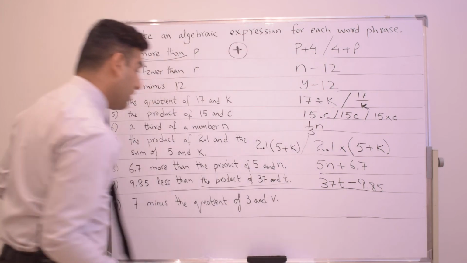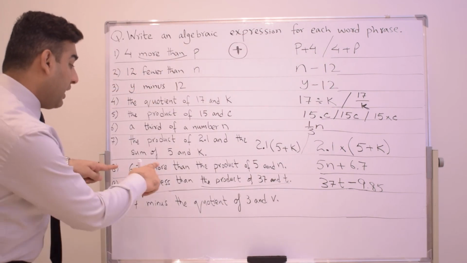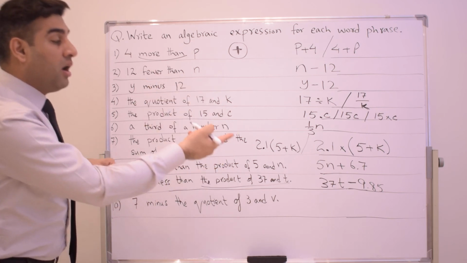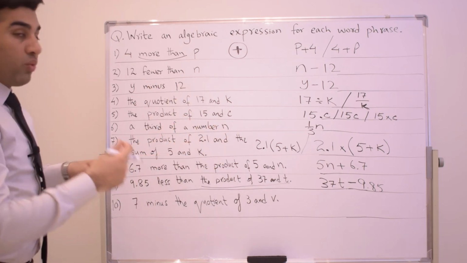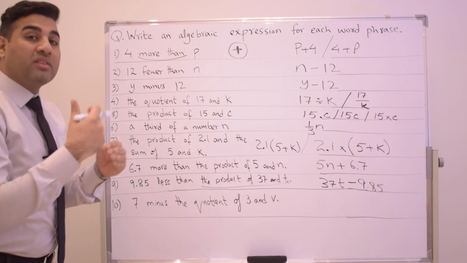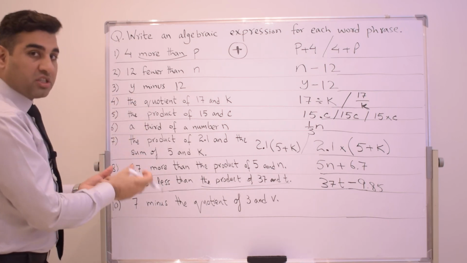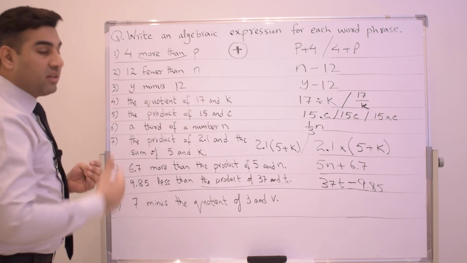Guys, as you can notice in part 8, it is written more than, so I put a plus sign, and 6.7 I wrote after the 5n. So whenever they use the term more than or less than, we shift that number which is coming before, to the second place.